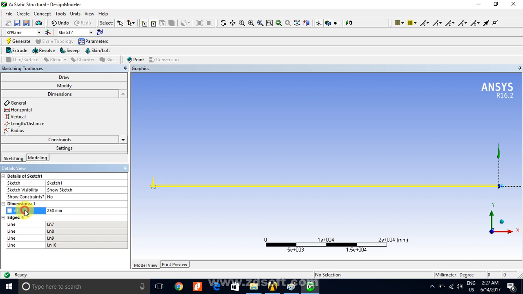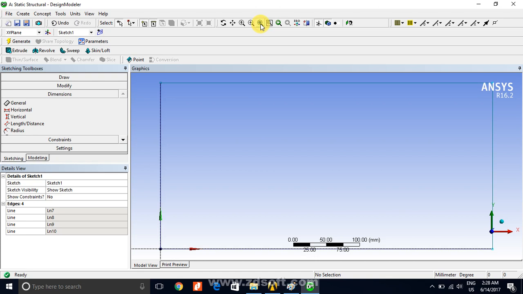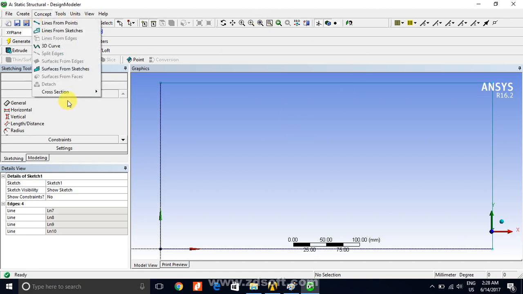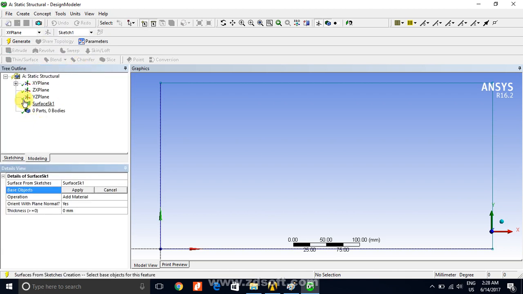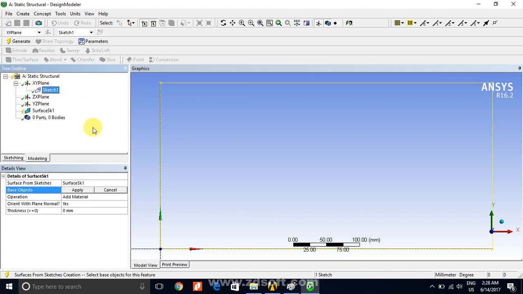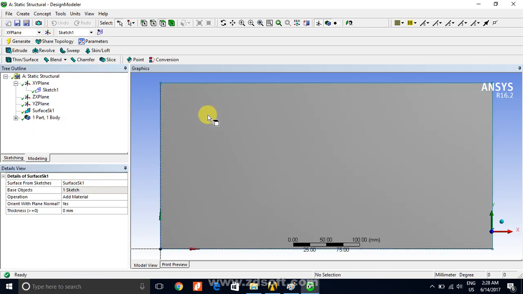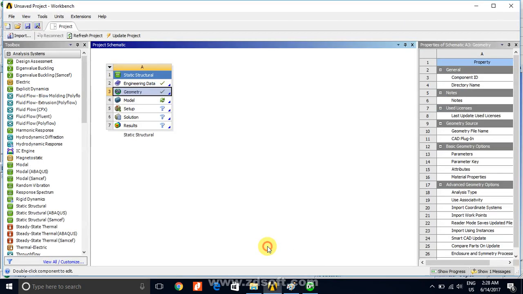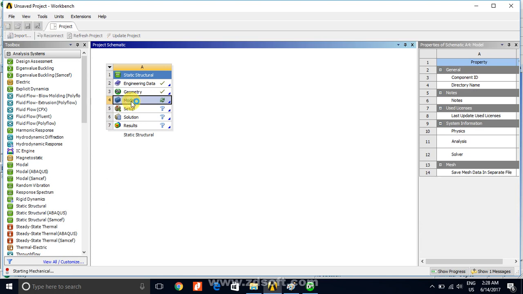So what we are going to do, we are just removing this dimensioning patterns, and we can see that this will fit in the whole screen. Create sketches, create surfaces from sketch, and then generate. We have generated a surface. Now next, go to the modeling. There we will apply materials, boundary condition, meshing, all these things we will do.